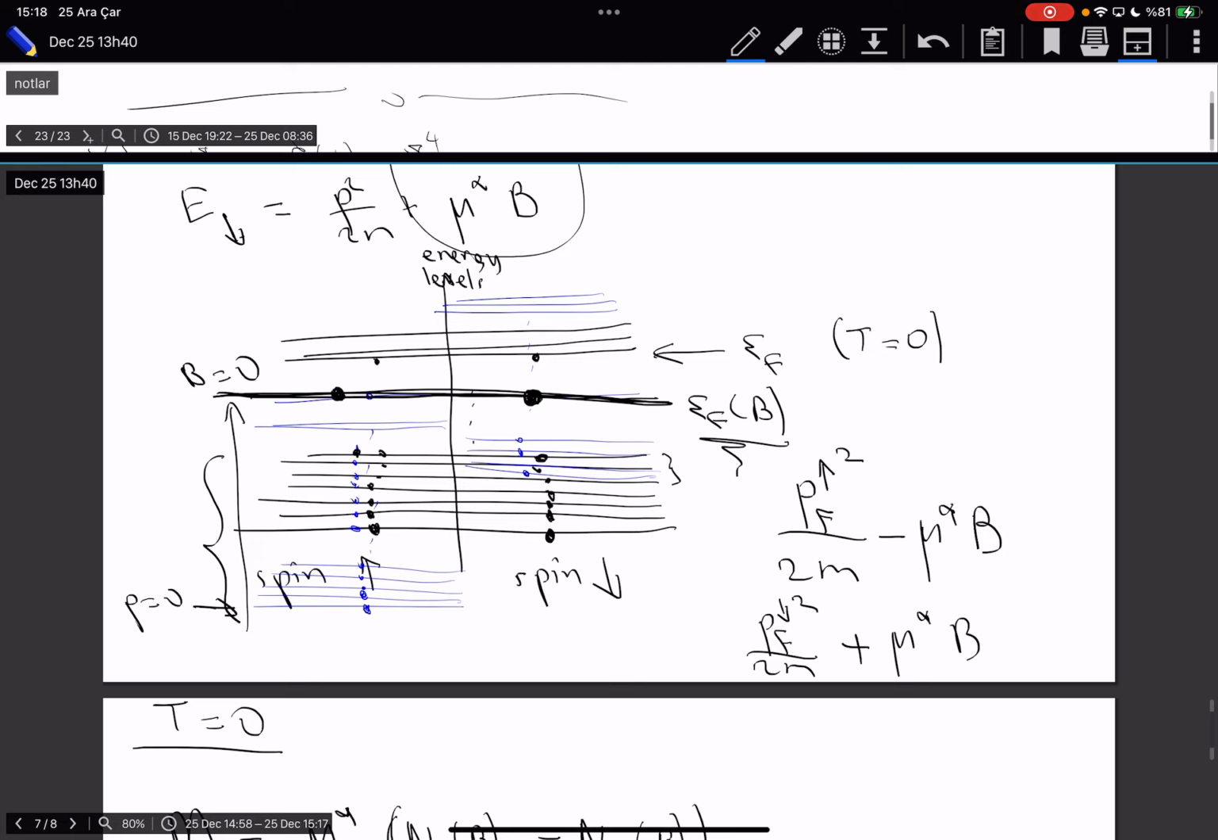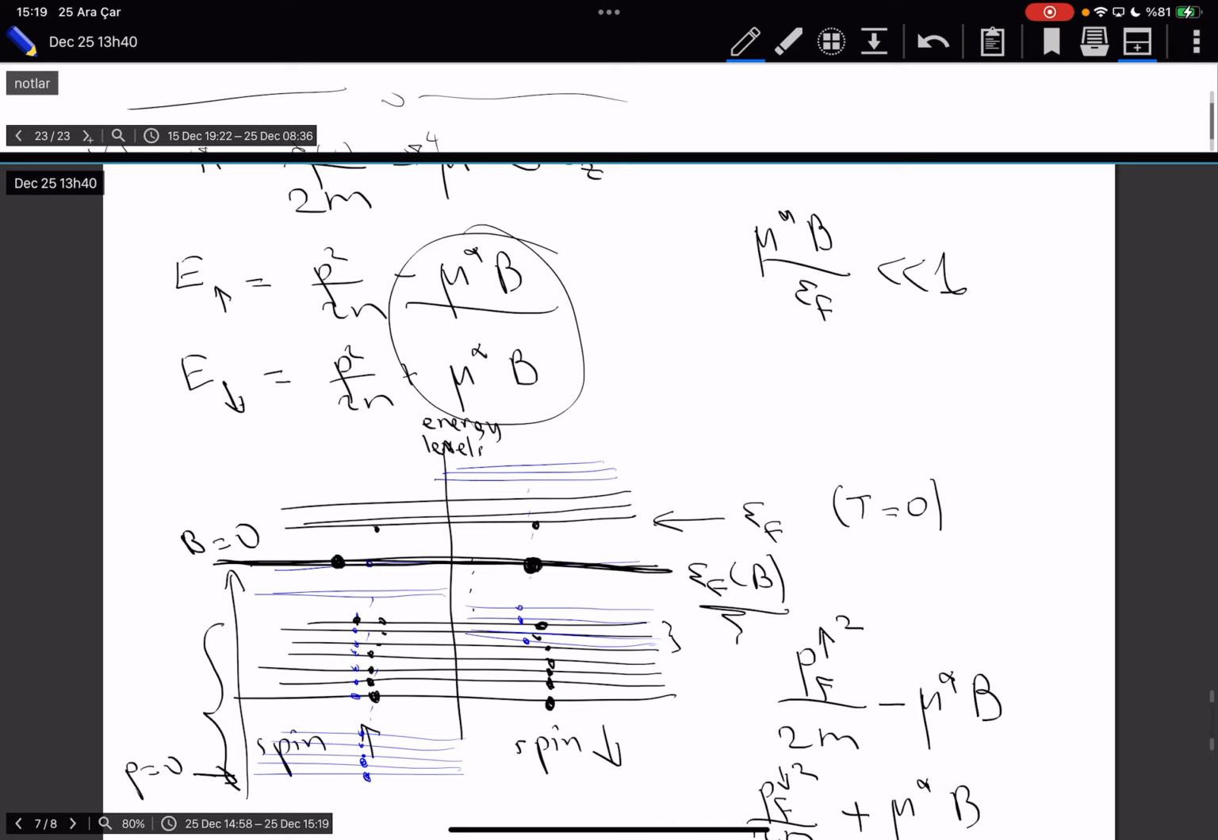This is for small b. As long as b is small, the Fermi level will not change. What do you mean by small, how small? We will come to that. Small b basically would mean mu star b over epsilon Fermi is much, much less than 1. Magnetic field has a characteristic energy of mu star b, and our system has a characteristic energy epsilon Fermi. This argument tells me that the correction to epsilon Fermi B will be of the order of b squared, not of the order of b.